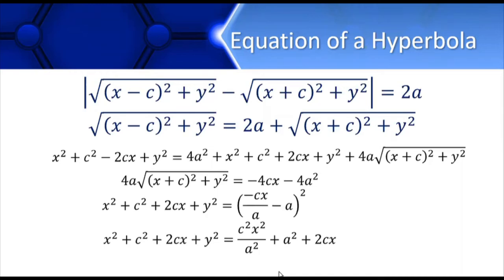Mapapansin mo, meron ulit tayong may eliminate dito. Gaya ng, ito, yung 2cx at yung 2cx. Eliminate na yun. Then, etong c square, x square, pwede siyang combine with x square. Magkakaroon ng common factor. Common factor yung x square, di ba? Okay, so pwede natin siyang factor out.